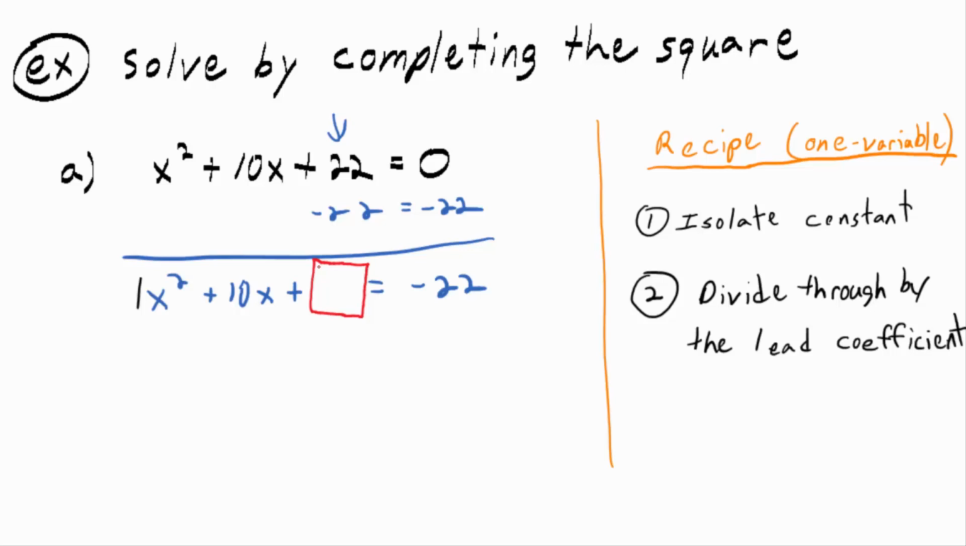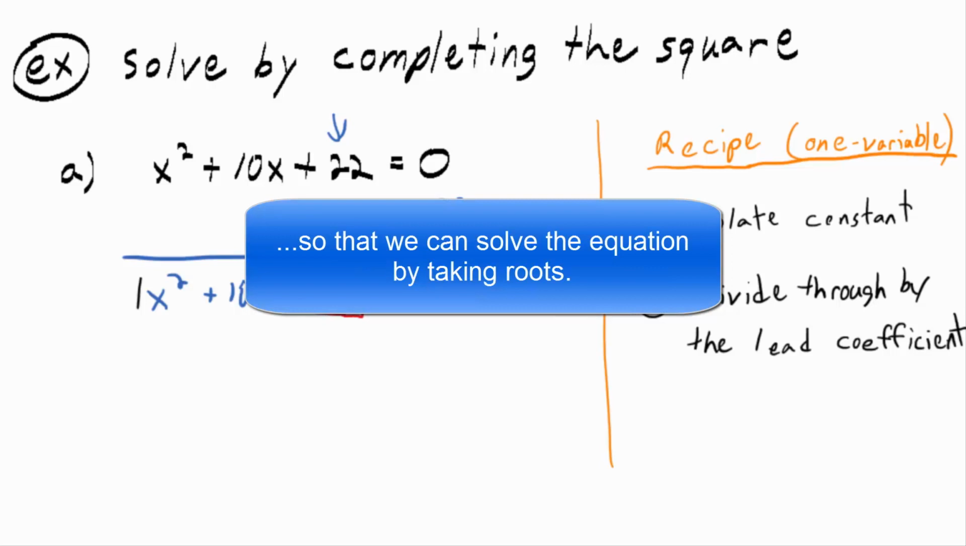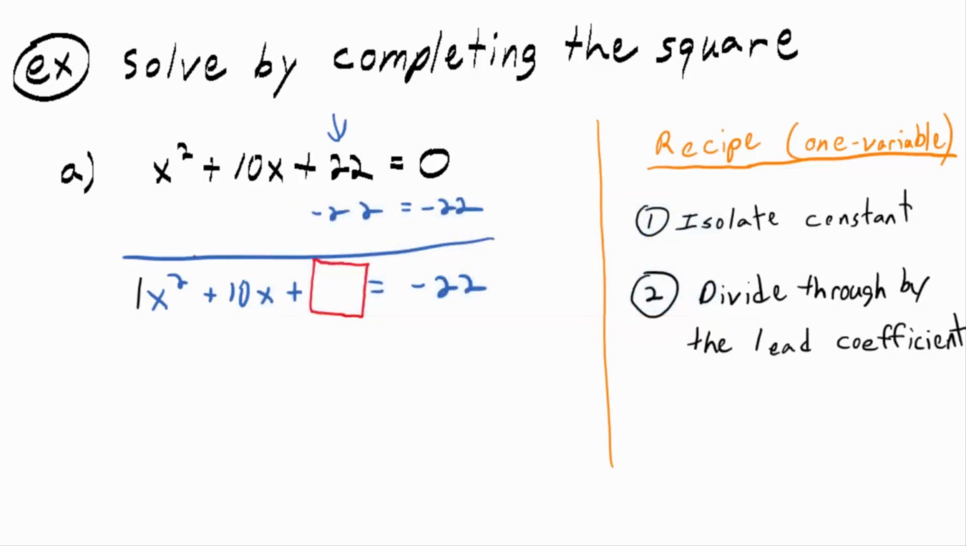I want to make sure you know why we're doing what we're doing. We want to add something that makes it a perfect square on the left side. That's completing the square. And there's a technique for doing it that works every time. As long as you have a 1 in front of the x squared, what you can do is this. You can take half, well, let me write this down. This is step 3 in your recipe.